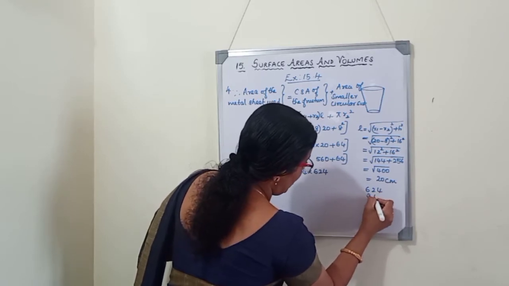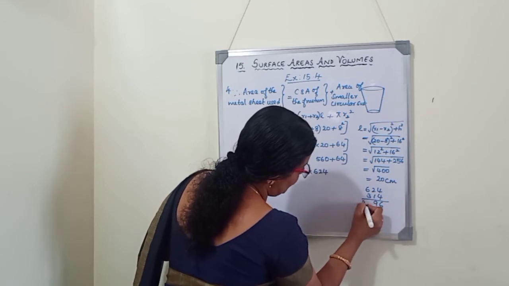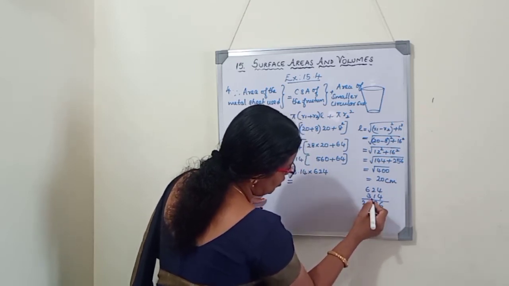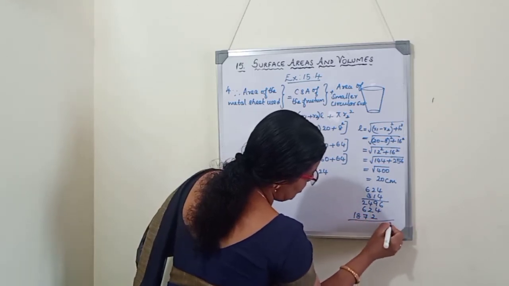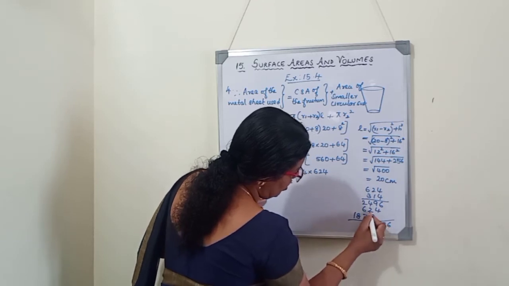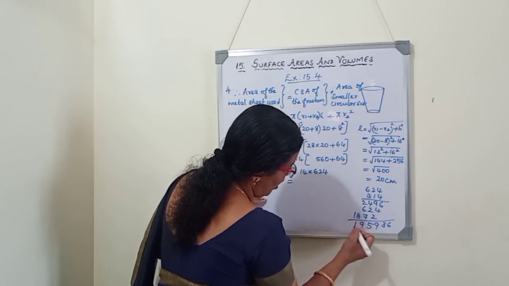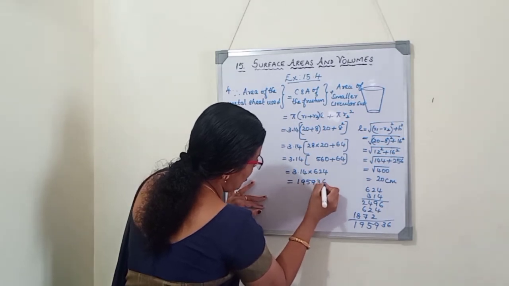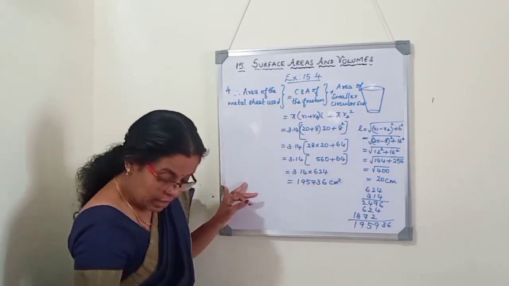624 into 340. 4 4s are 16, remainder 1, 4 2s are 8 plus 1, 9, 6 4s are 24, 4 1s are 4, 2, 6, again 4 3s are 12, remainder 1, 3 2s are 6 plus 1, 7, 6 3s are 18. So we will get 195,936. We'll adjust the decimal point. Centimeter square. This is the area of the metal sheet used.